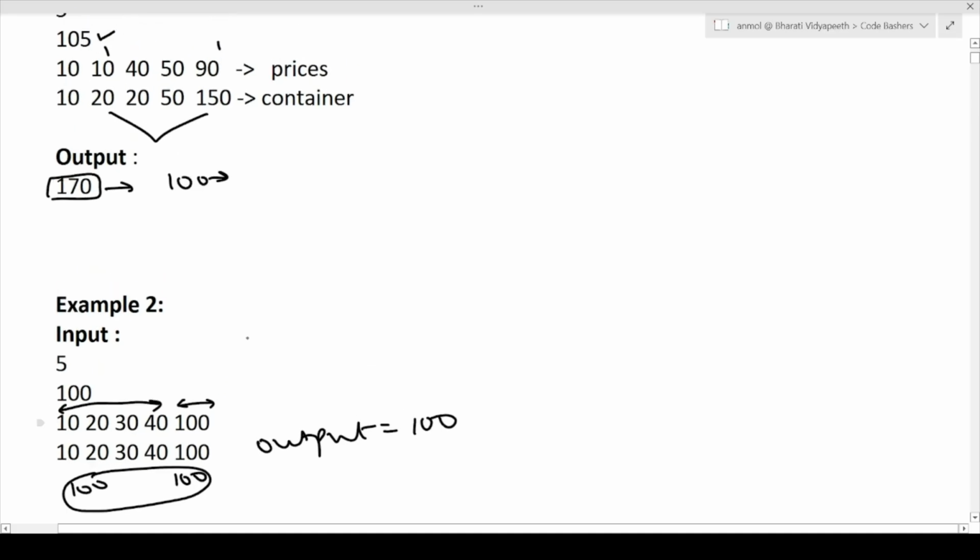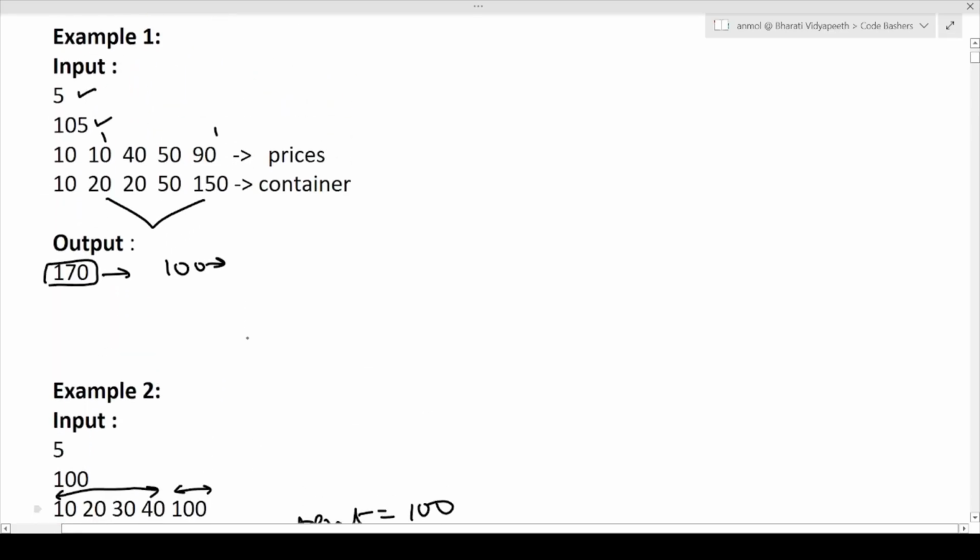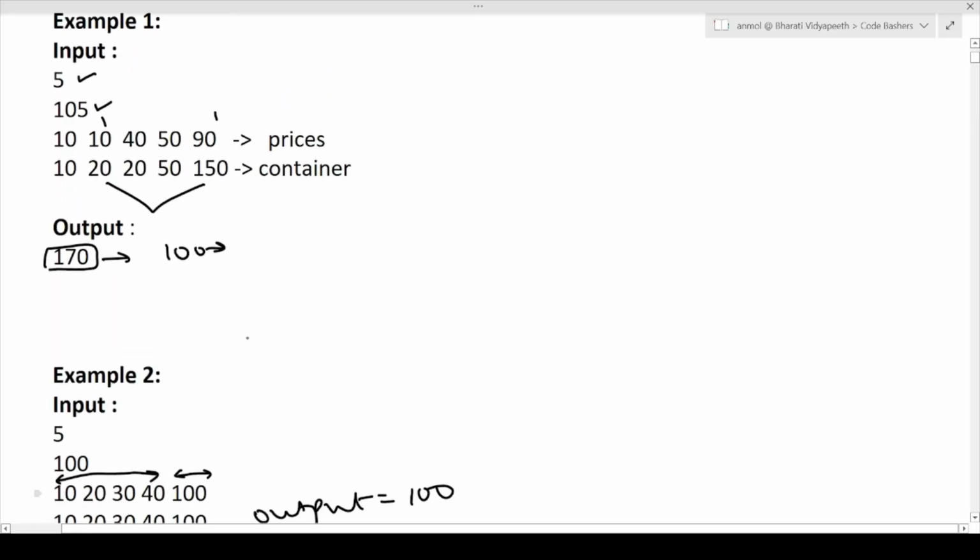Okay, so I hope now you have got the basic idea of the question: given the prices of different containers and given the quantity of different containers, and you are given a particular amount that you can spend. Now your task is to find the maximum quantity of fuel that you can buy using that sum, that is using the sum of 100 rupees or any of the money that is given in the question. Okay, so I hope now this particular question is clear to you.